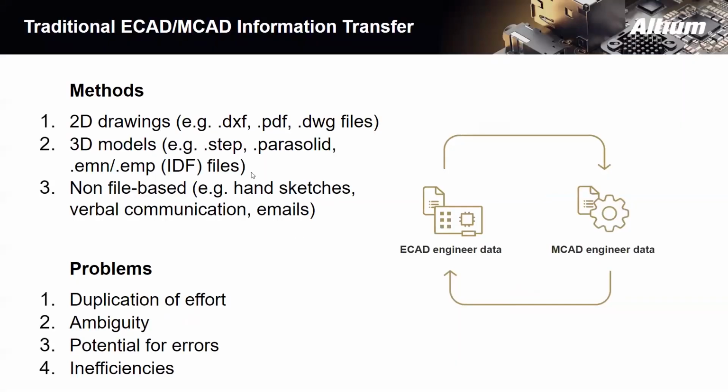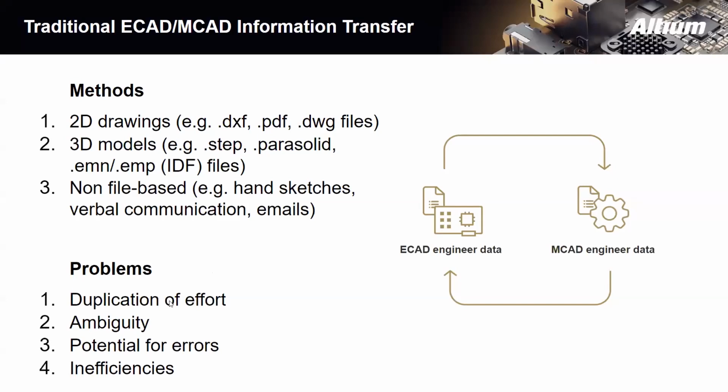Traditionally, the flow of information between the electrical and mechanical domains typically relies on 2D drawings, DXFs, PDFs, etc., 3D models, which you'll be familiar with, and obviously other communication that's not based on any sort of file transfer. So conversations, emails, hand sketches. Obviously, all of these methods of communication have problems.